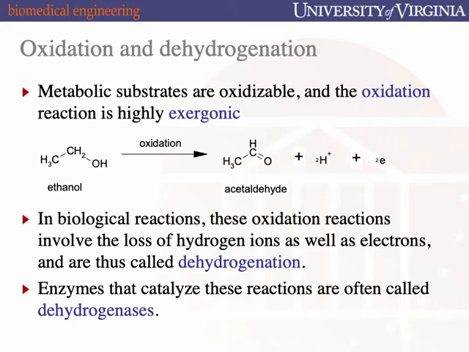But loss of electrons also means loss of hydrogen atoms, which is why in biochemistry, these oxidation reactions are frequently called dehydrogenation reactions, because they're taking off the hydrogen. It's a function of whether you're keeping track of the electrons and the hydrogen atoms come along for the ride, or you're keeping track of the hydrogens and the electrons come along for the ride. If this is a dehydrogenation reaction, by extension, the enzyme that catalyzes this reaction would be called a dehydrogenase. So alcohol is metabolized into acetaldehyde by alcohol dehydrogenase.